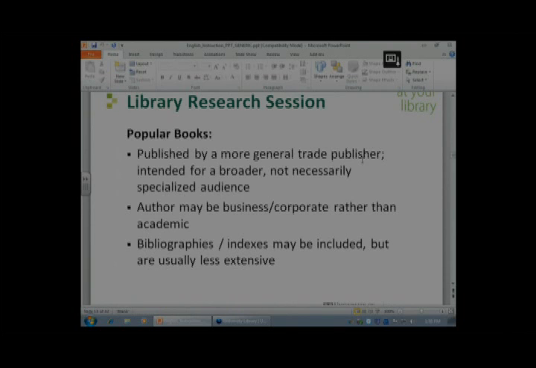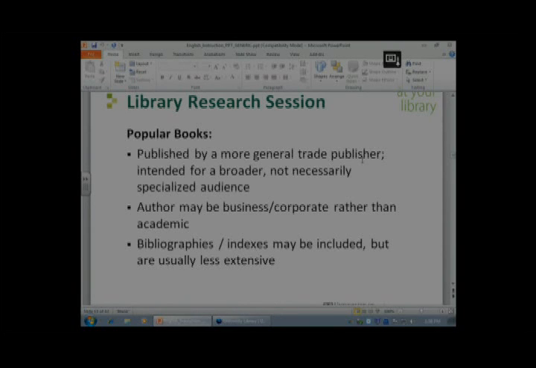The author may not be the credentialed academic from the scholarly side, might be, but doesn't necessarily have to be. They could be from a business or a corporate side, and journalists, people like that. So it's a little bit different, but there are ways to gauge whether or not you're heading towards the popular side or the scholarly side before your professor points it out to you, perhaps in an essay comment.